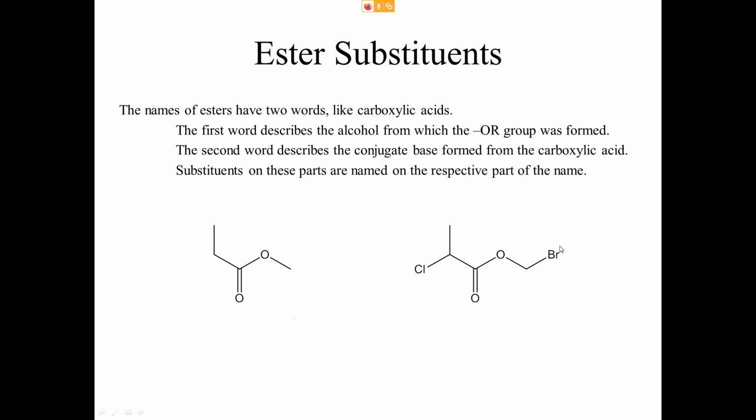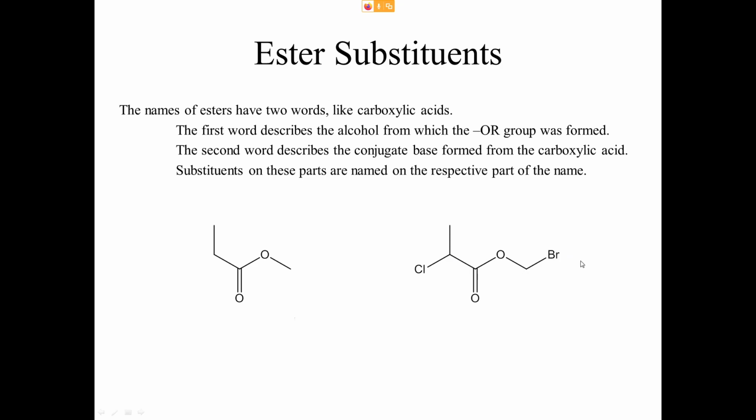Just like that. The one on the right is also a methyl propanoate. Can you see that? It's 1, 2, 3 carbons, and then 1 carbon over here. The only difference between these two is what? Bromine and chlorine. It's wearing some halogens, right?